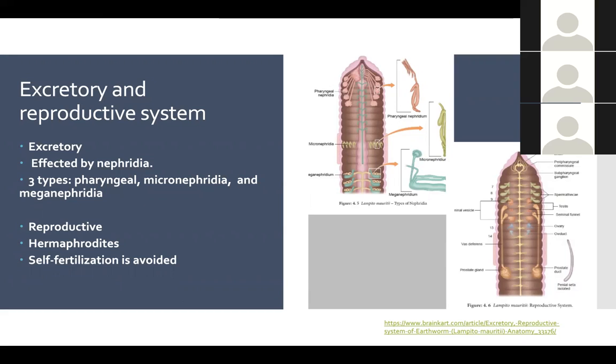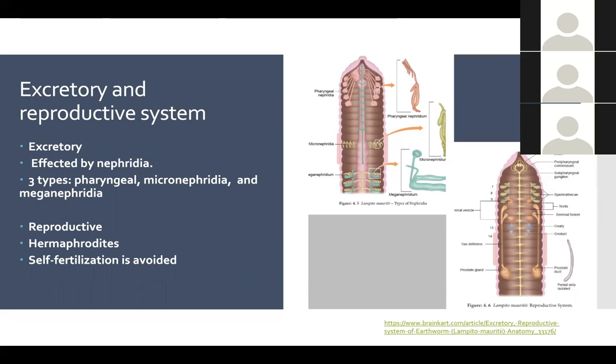Excretion is the process of elimination of metabolic waste products from the body. Excretion is effected by segmentally arranged tubules called nephridia. There are 3 types of nephridia: pharyngeal, micronephridia, and meganephridia. The glandular part of the meganephridium extracts the waste from the blood, and finally, the wastes exit out through the nephridopore.